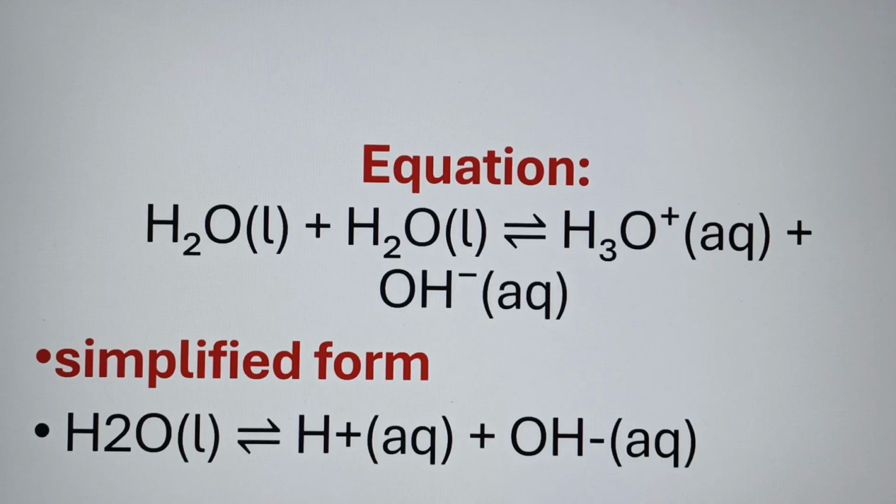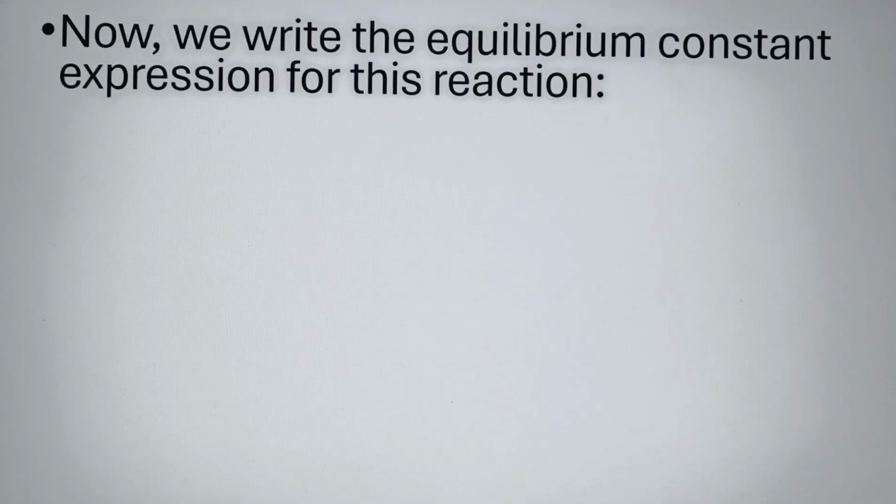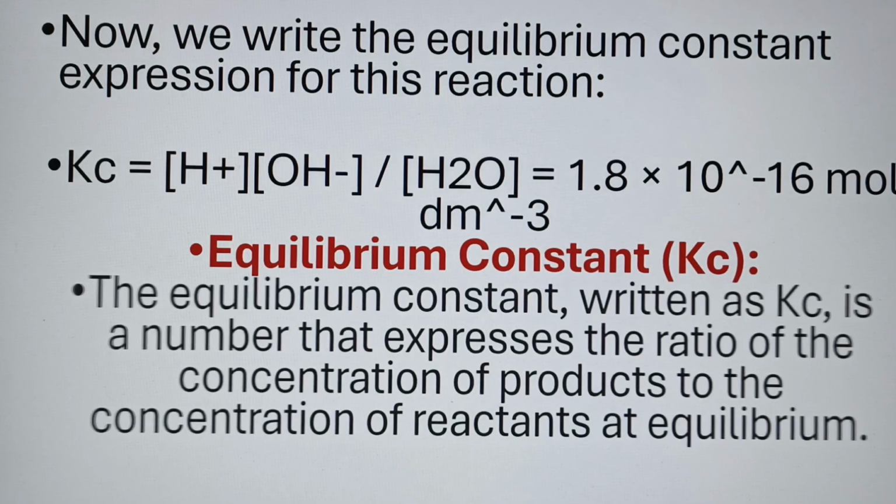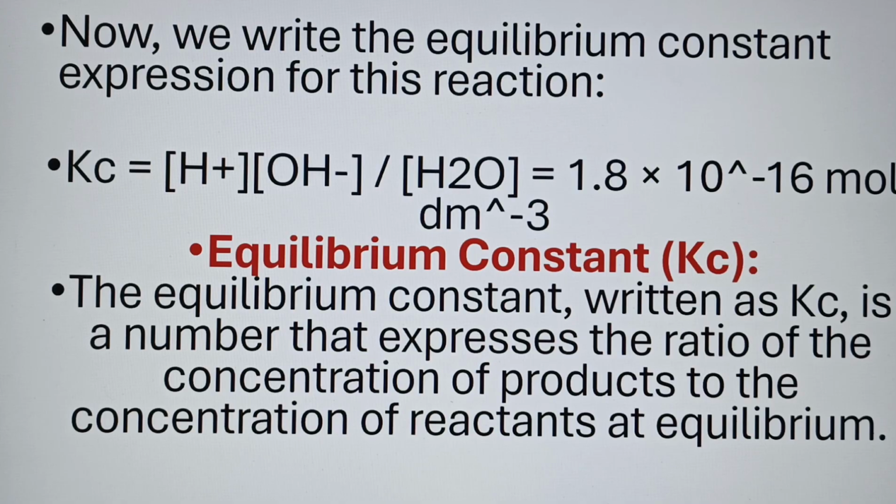Now we write the equilibrium constant expression for this reaction. Now we see what the equilibrium constant is. The equilibrium constant, written as Kc, is a number that expresses the ratio of the concentration of products to the concentration of reactants at equilibrium. In this case, H in brackets means the concentration of hydrogen ions, OH in brackets means the concentration of hydroxide ions, and H2O in brackets means the concentration of water molecules.